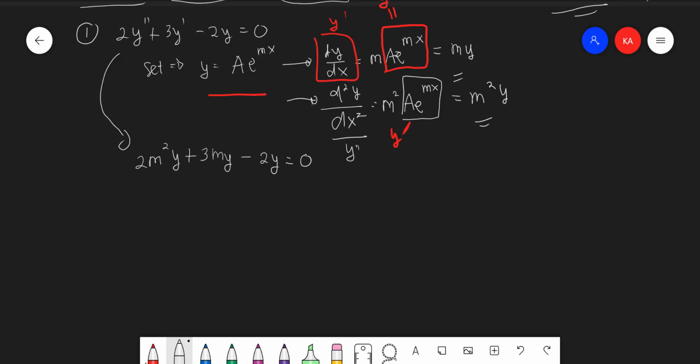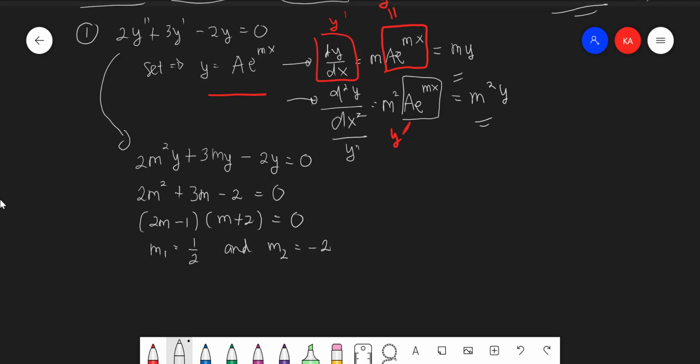Okay, we can divide by y, so we get 2m squared plus 3m minus 2 is equal to 0. We can factor it like this: 2m minus 1 and m plus 2 is equal to 0. So m1 is equal to a half and m2 is equal to minus 2. So we have different roots here.